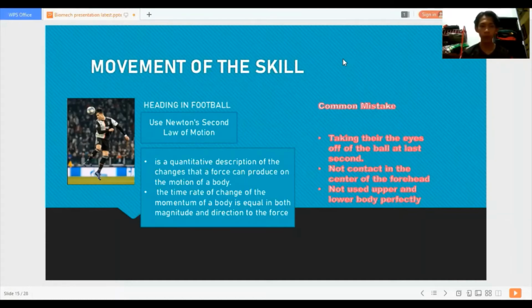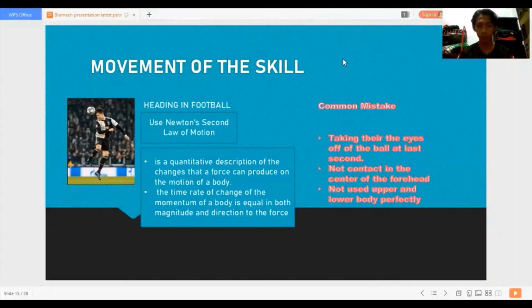So basically, heading uses Newton's second law of motion, because Newton's second law of motion is a quantitative description of the changes that a force can produce on the motion of a body. So the time rate of change of the momentum of the body is equal in both magnitude and direction to the force. So basically, in heading, when the ball hits the forehead and the ball changes direction and accelerates, it uses the second law of motion.